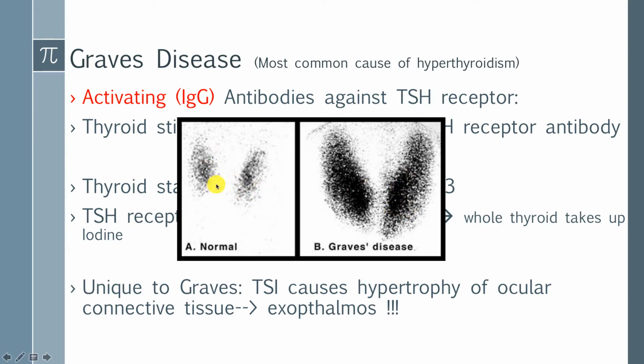And this is the picture of the radioiodine uptake here. So this is a normal. There's not much uptake. You're going to take up some, right, because you're still making the hormone. Here, you just take up tons. Your whole thyroid is making hormone.